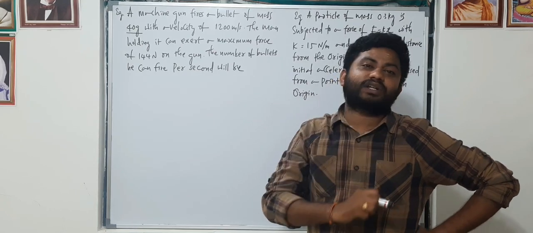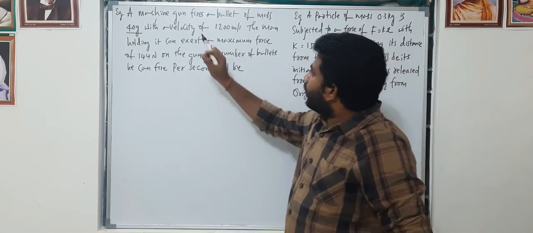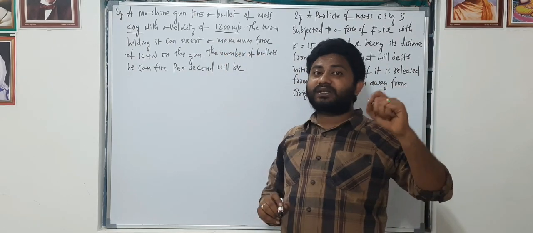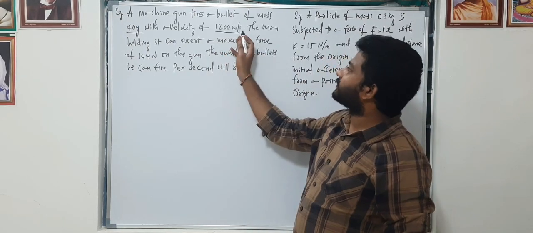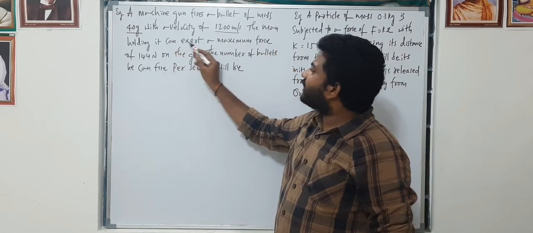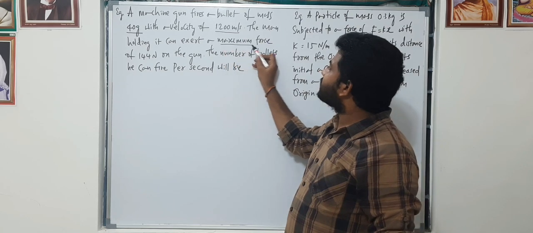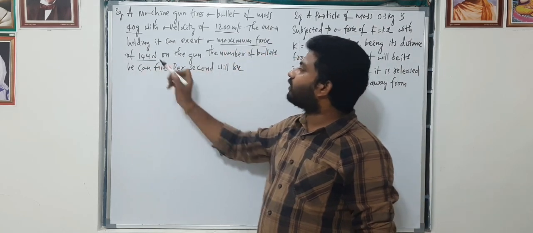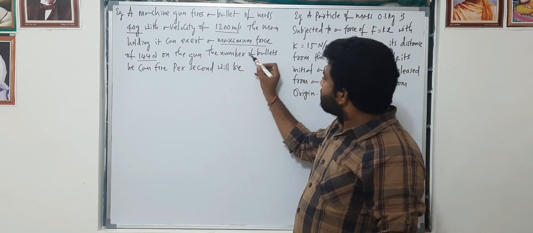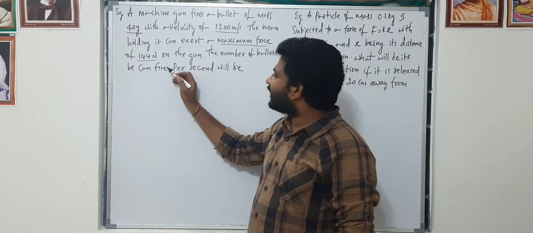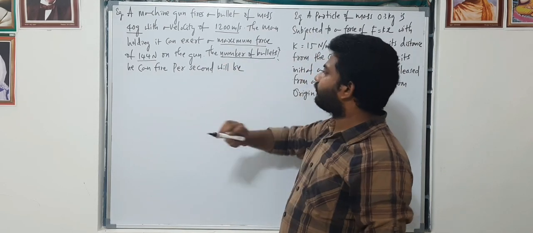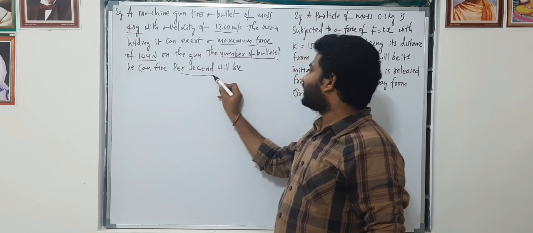Gram is a CGS unit of mass. Okay, with the velocity of 1200 meters per second. It's an SI unit, meter per second, a unit of velocity. The man holding it exerts a maximum force of 144 Newton on the gun. Find the number of bullets he can fire per second. So the question is the number of bullets he can fire per second.